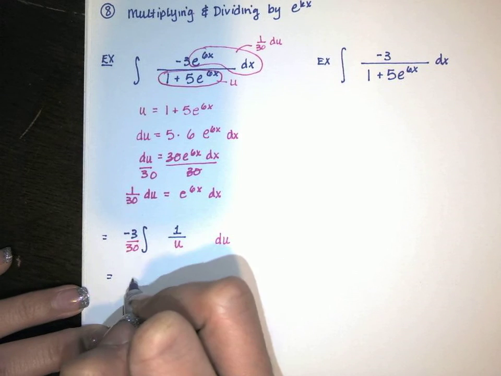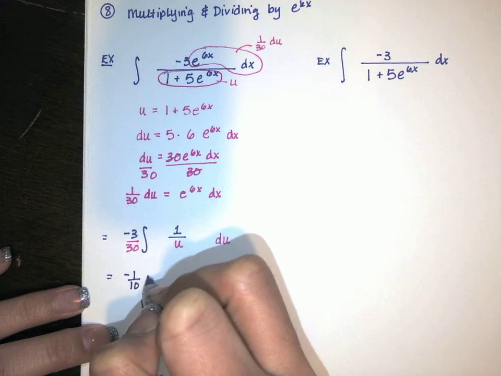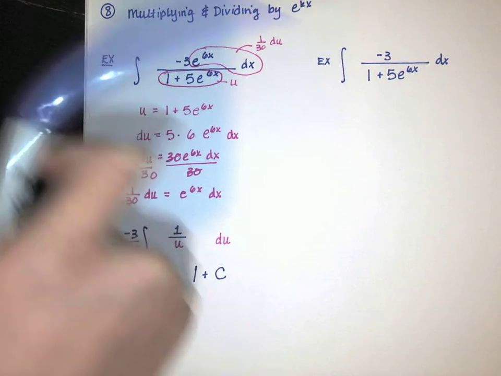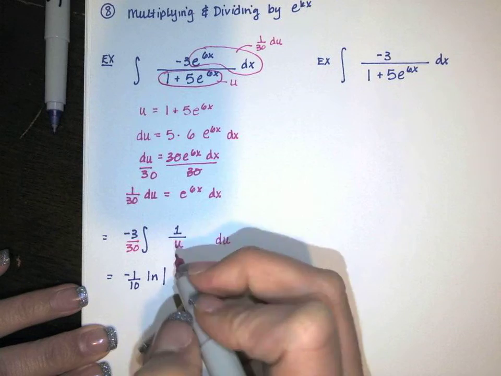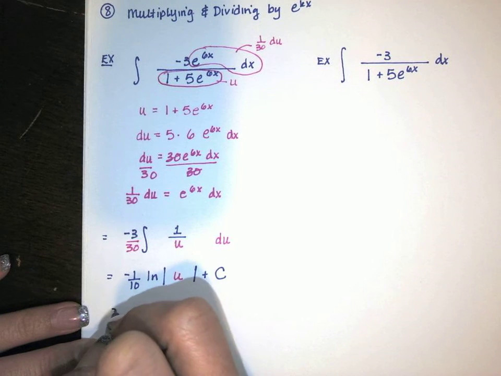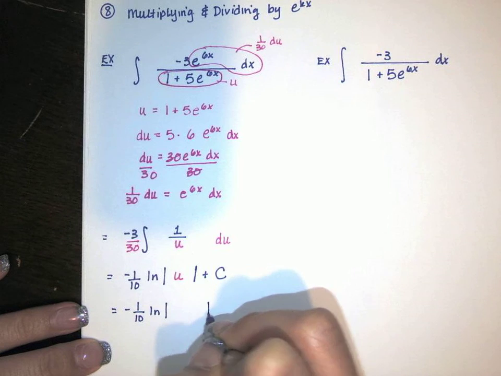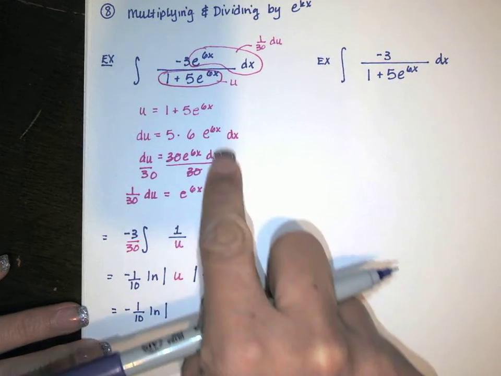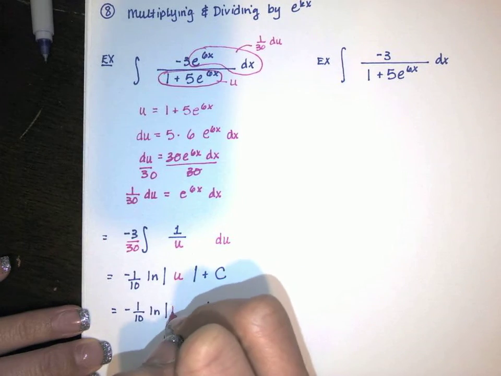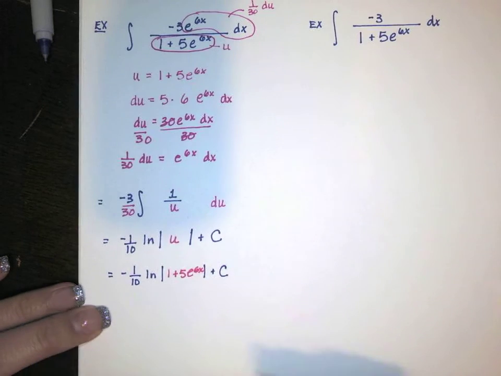So negative 3 over 30 reduces to negative 1/10. Then we take the natural log with the absolute value of u plus c as our antiderivative. And then we replace u with whatever u was in terms of x. And u was this 1 plus 5 e to the 6x. So we're going to substitute that in. And that would be fine.